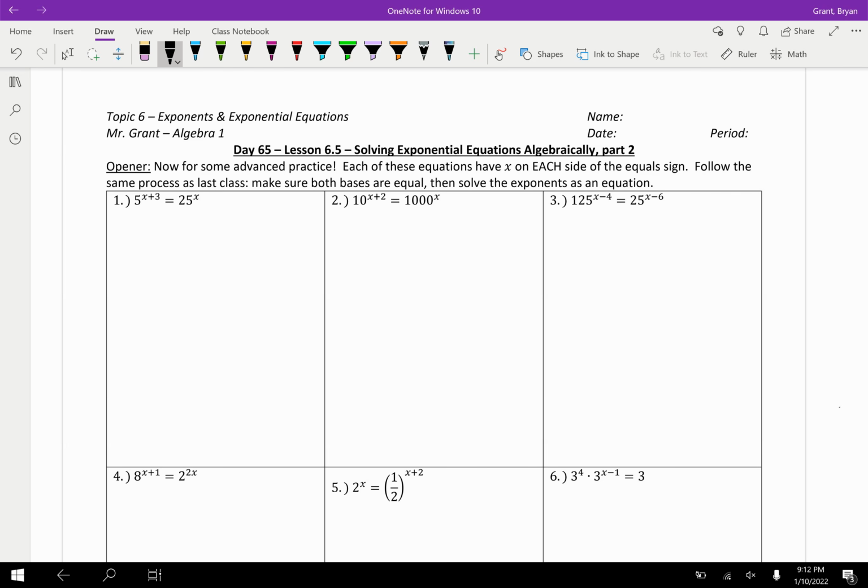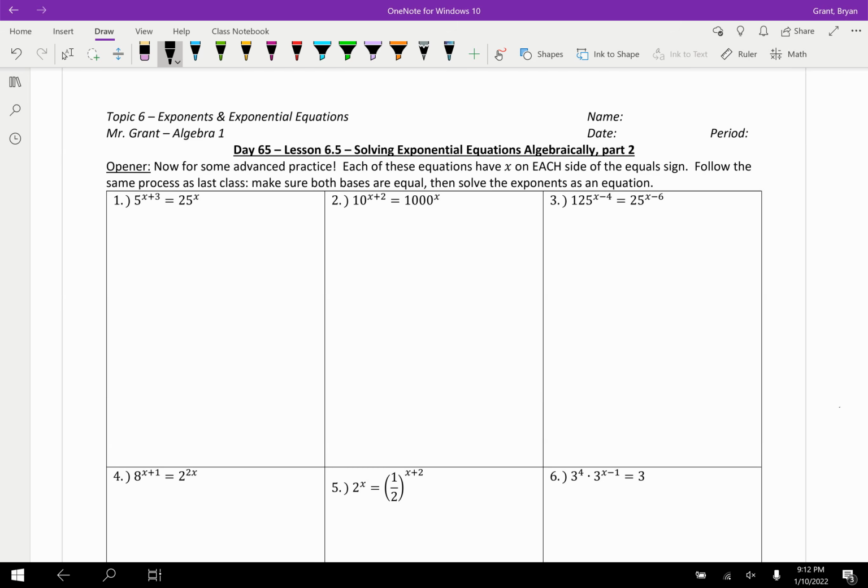Lesson 6.4 is definitely required viewing before this one, because all we're really doing is taking everything we learned and expanding it into slightly stranger, maybe slightly more difficult equations. There is an opener for today, so we're going to have you try those and then we'll go over them together. And then there's going to be a practice problem set that you'll do, and then there's a create your own practice problem set. And that's it.